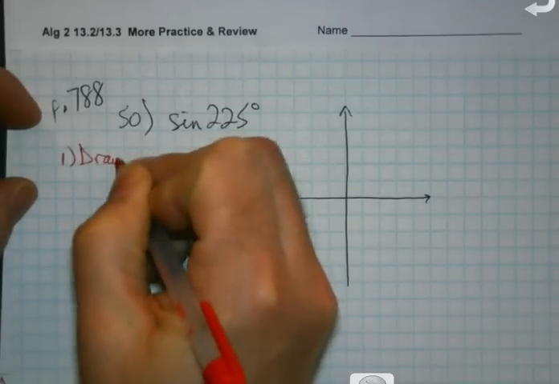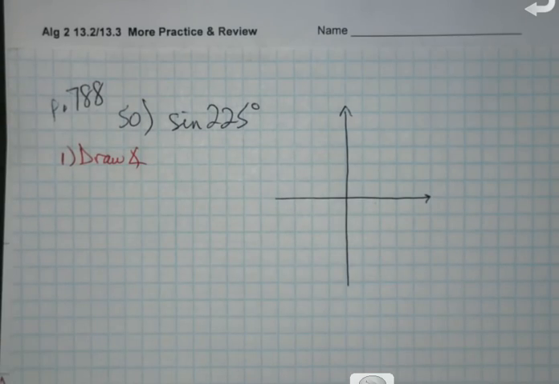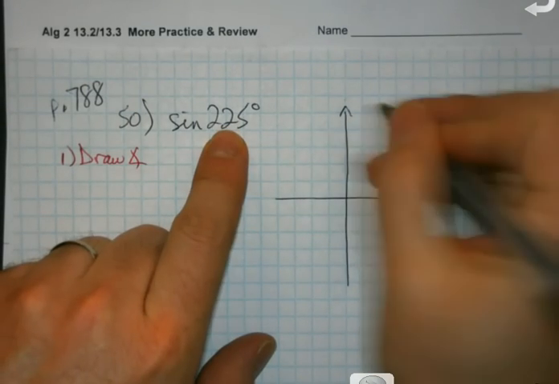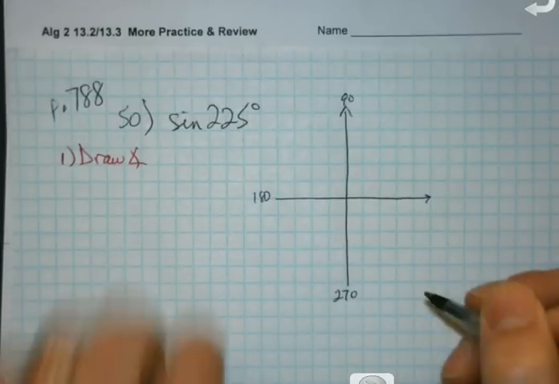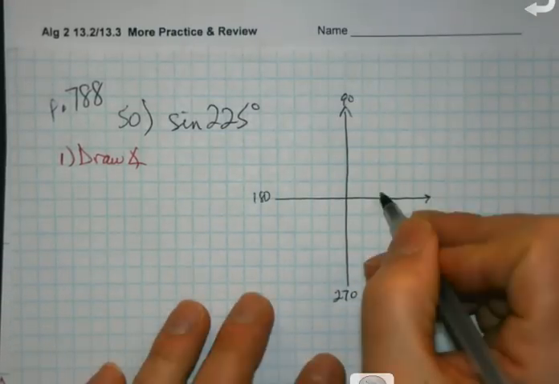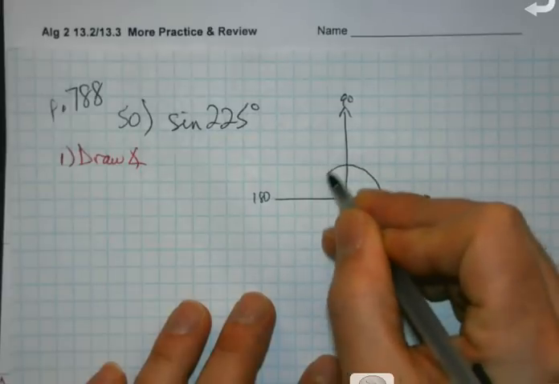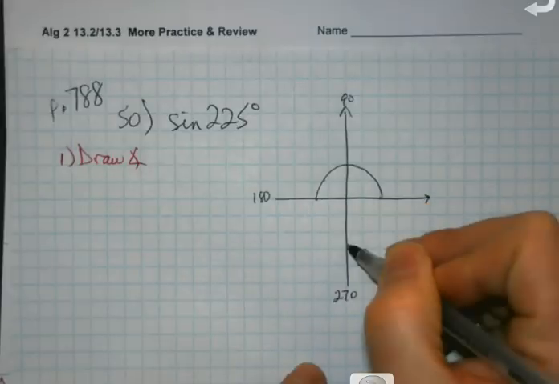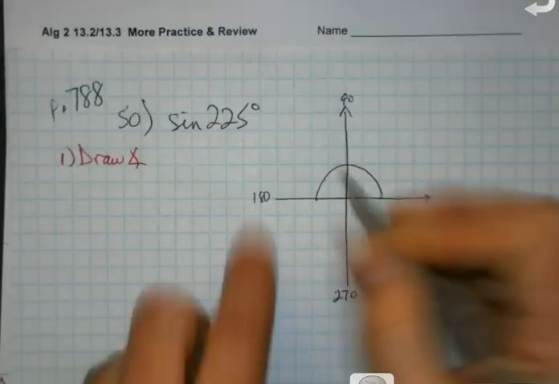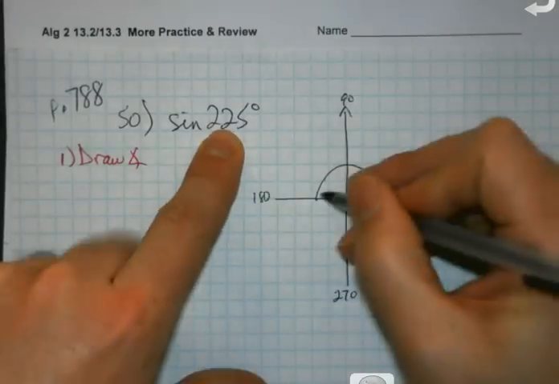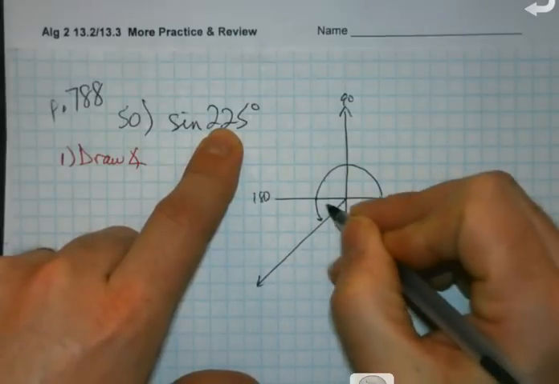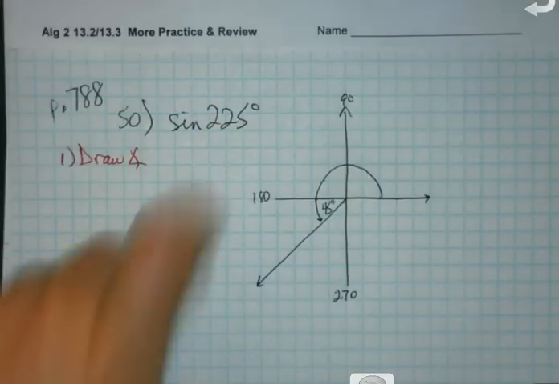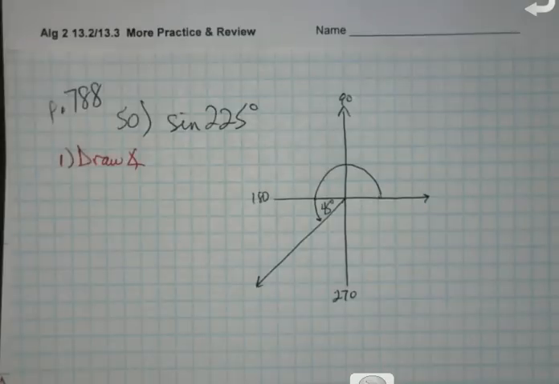So number one, we're going to draw our angle. Since it's positive, I know I'm going to be working around counterclockwise. So when I hit 225, I'm kind of going along here. Here's 180. I'm not going to get all the way to 270. So to get from 180 to 225, I need another 45 degrees.